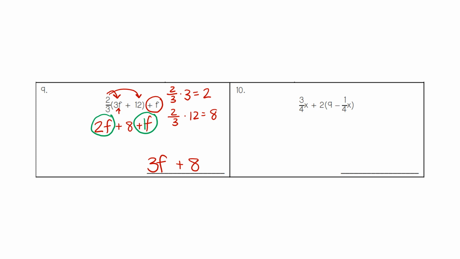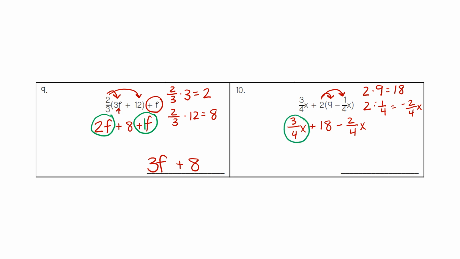For number 10, we multiply the parentheses section 2 times 9 to get 18. We multiply again on our calculator, 2 times the negative 1/4 x, which gets us negative 2/4 x. The 3/4 x that is out in front would stay the same as it is not part of the parentheses that is being multiplied.